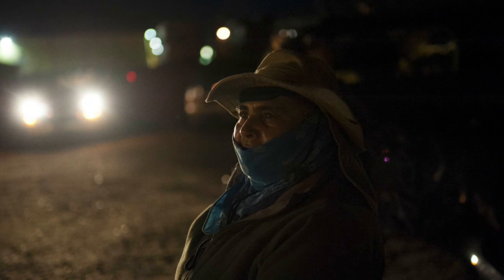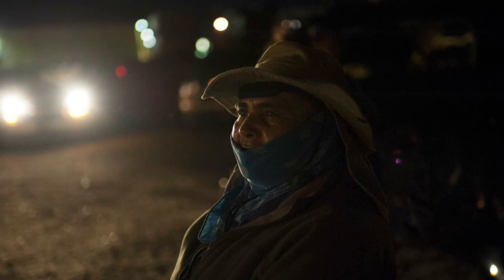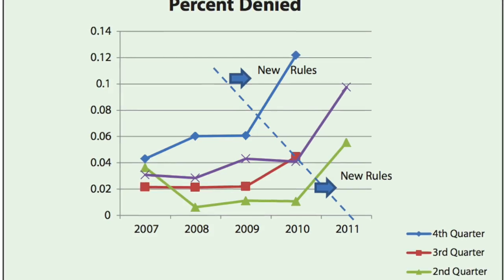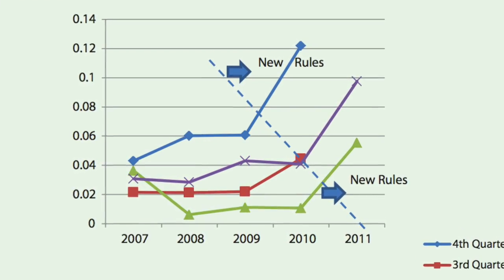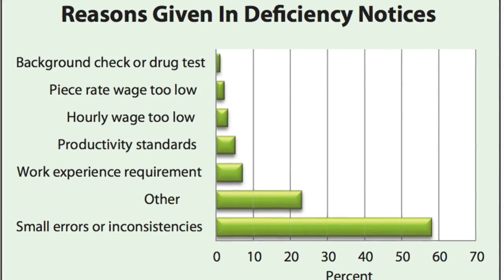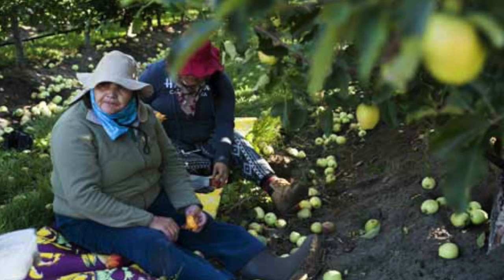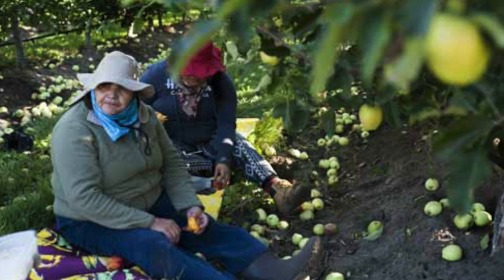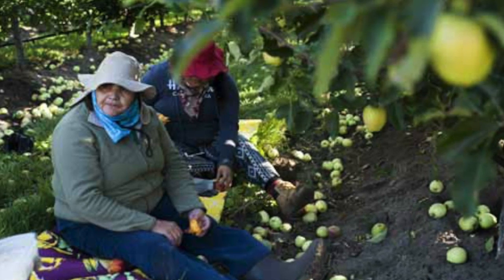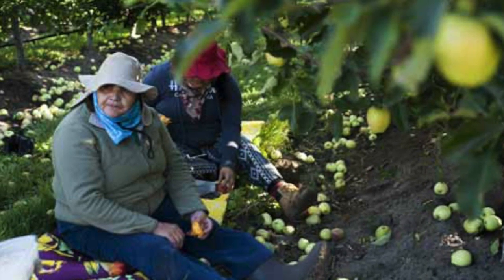From 2009 to 2010, in the fourth quarter of the year, denials went from 6% to 12%, decreasing available workers even more. Excessive deficiency notices and requests for evidence caused serious delays. 72% of growers reported that workers arrived after the date of need, on average about 22 days late.